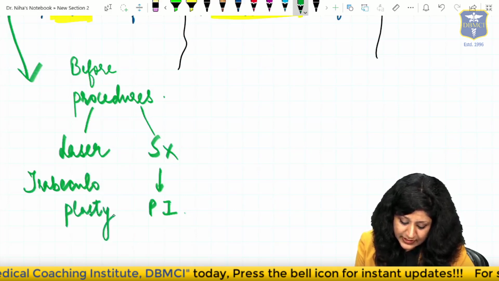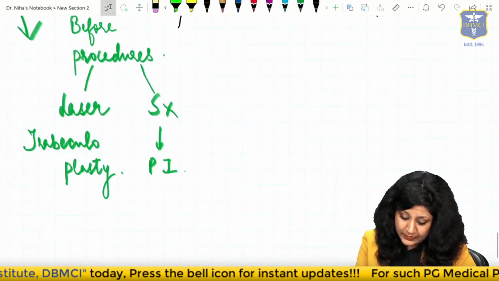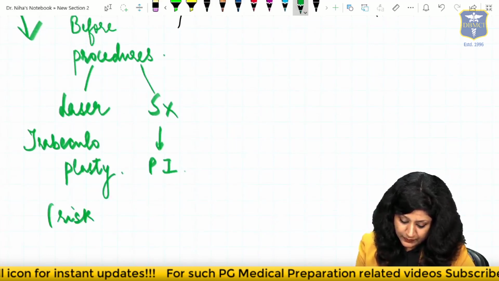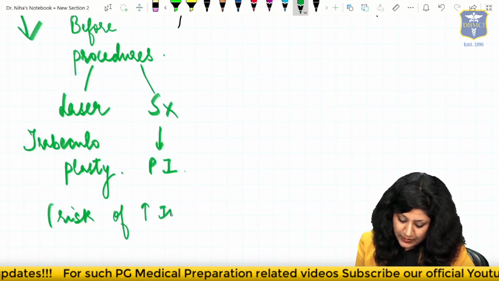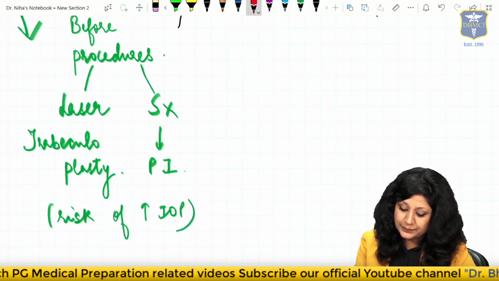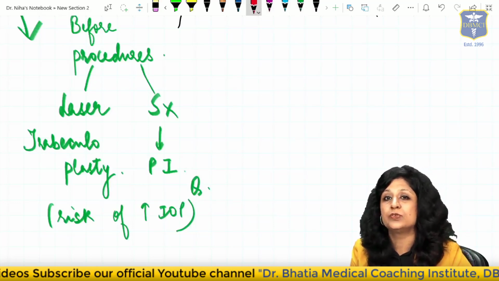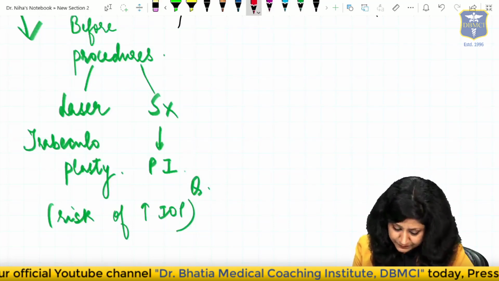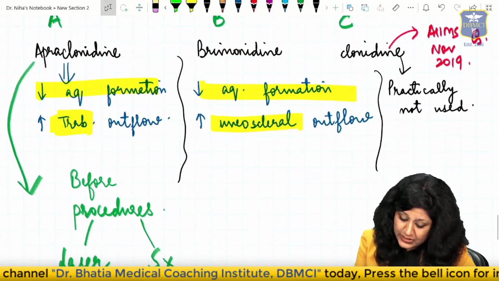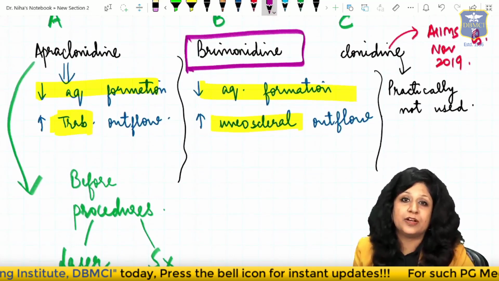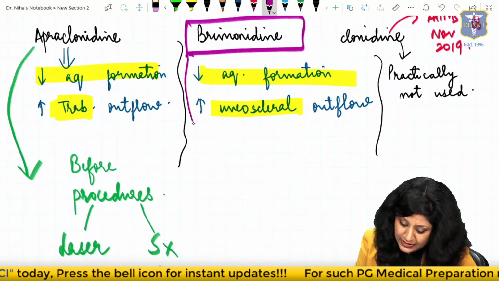So in all these conditions where there is a risk of increase in IOP, wherever we find that there is a risk of increase in the IOP, there we can use apraclonidine before. Okay.